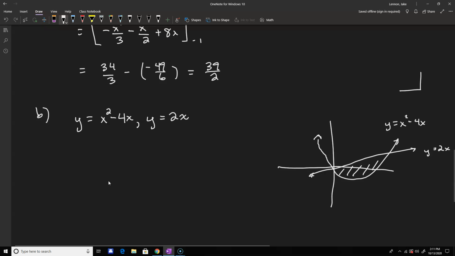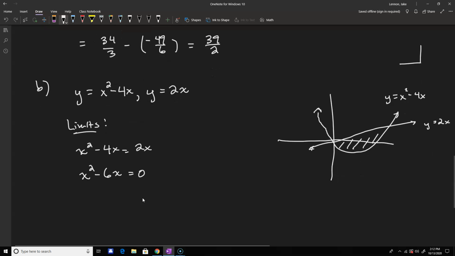We want to find the points of intersection. So the limits is the first thing we need to find in this example. And so we do that by setting x squared minus 4x equal to 2x. So that's where the two curves have the same y values. And then we just solve. So subtract 2x from both sides. So we have x squared minus 6x is equal to 0.